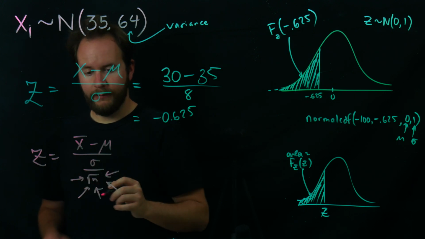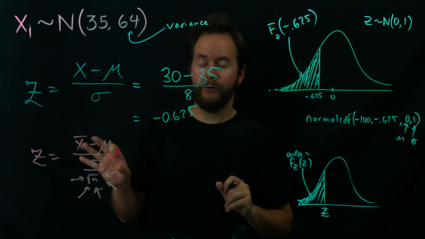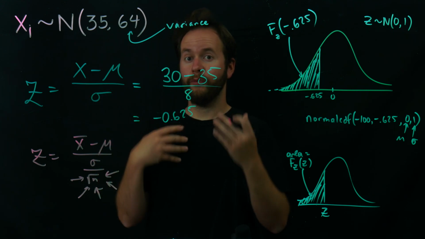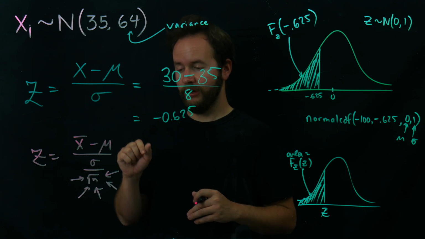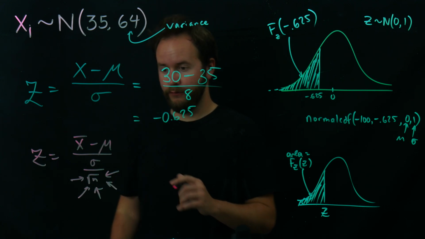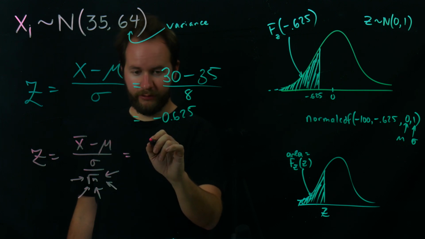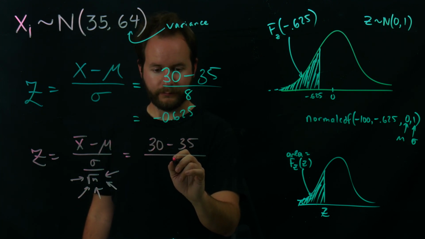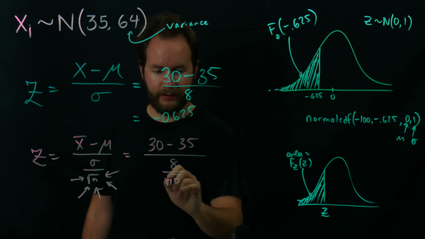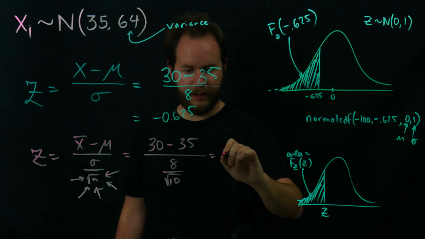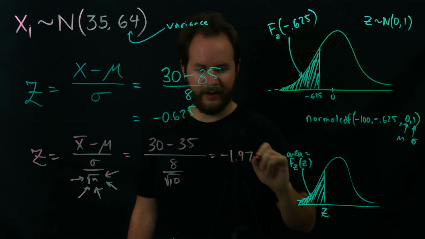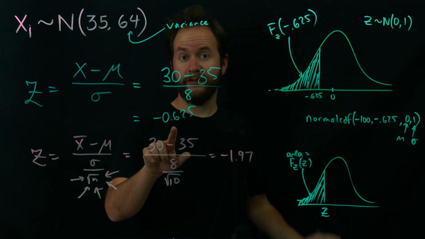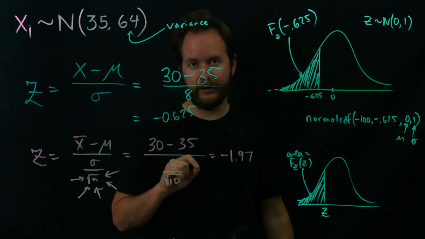So now we're talking about 10 food carts, right? Remember, we have 10 food carts at play, not just one, which is what we used here. Now that there are 10 food carts, we have to recalculate the probability based on an average of less than $30 based on 10 food carts. So we're going to use the same average, $30 was what we were asked about, minus 35 over 8 divided by square root of 10. And this number comes out to be, I think, about negative 1.97. Now, our z-score is a bit different. Before it was negative 0.625, and now it's negative 1.97.